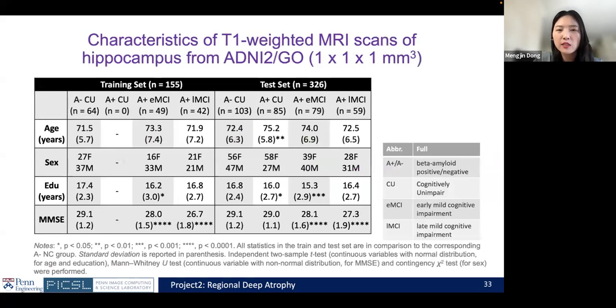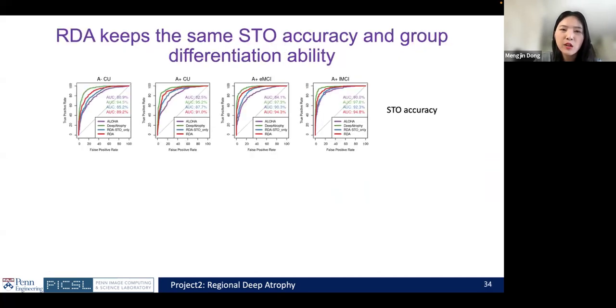And we conducted an experiment using the same data set that we used before, and we compare results for Aloha and deep atrophy, which is the model in project 1.